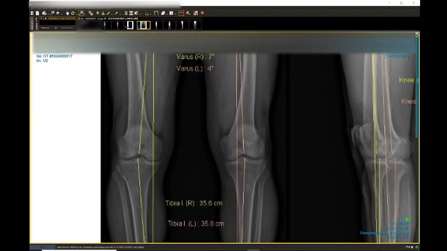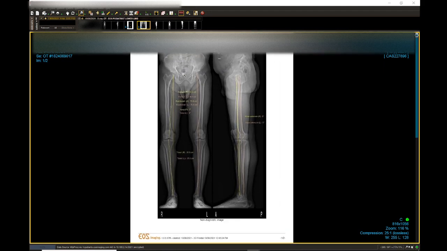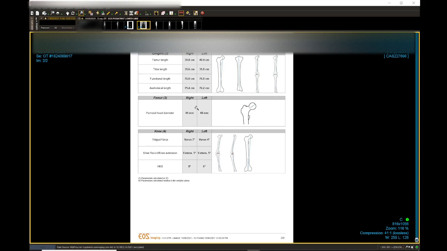So what you get is a report, and you also get details in the actual scan. What this shows here, I want to go on to the next slide. It gives us the femur lengths of the right and left, tibia length of the right and left, and it gives us the functional leg length and what we obviously call the structural leg length, right?